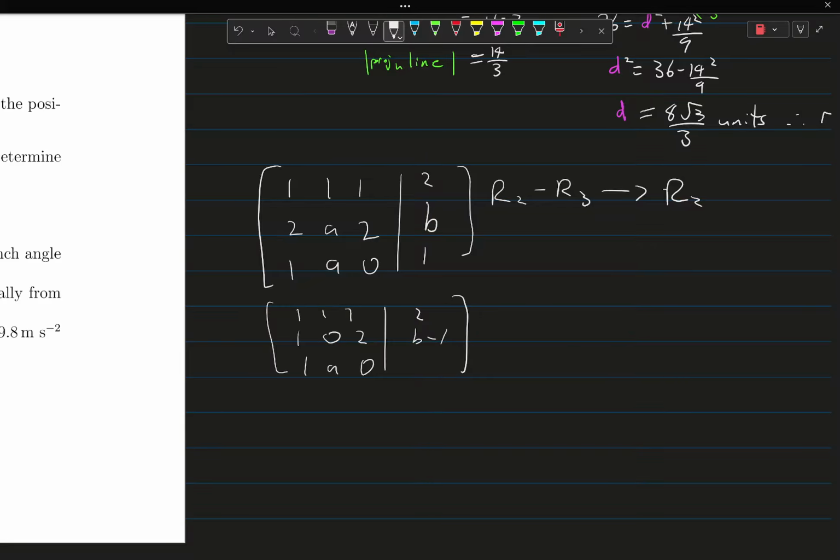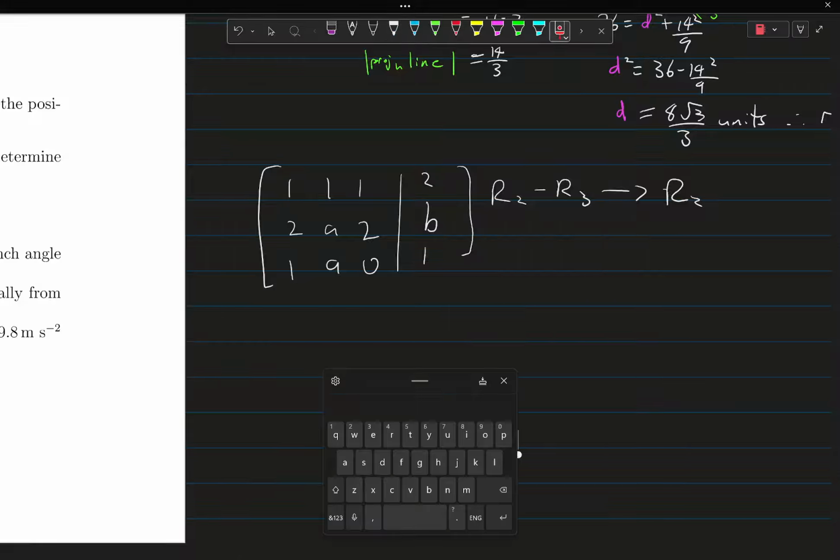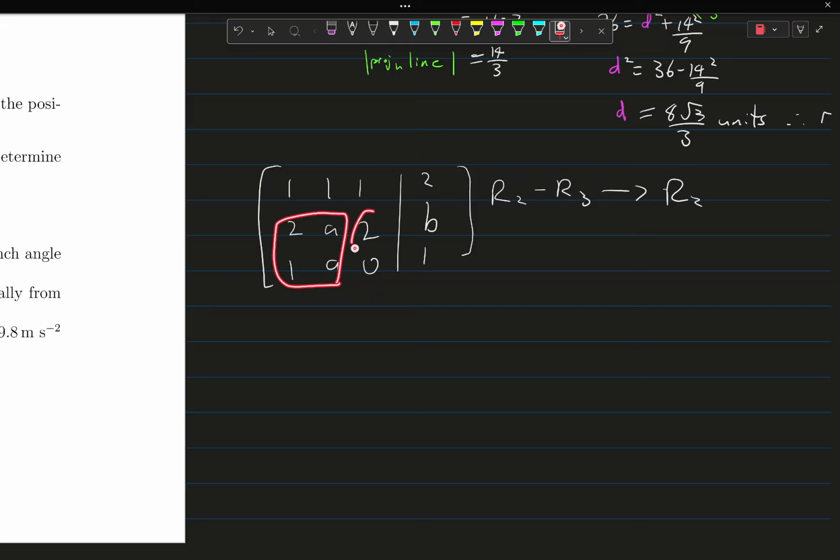And from here, if we do... okay, this is interesting. Oh no, I got it. Okay. A good rule of thumb is to get a 2 by 2 and get zeros on the same column.